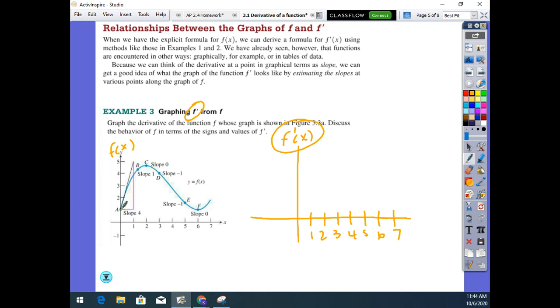at 0, at point A, has slope 4. So that means the coordinate point is going to be (0, 4) for the derivative. Because now x is the same x value, but my y value turns into the derivative, which is the slope. So my new point on the derivative graph is (0, 4). It tells me at point B, which is almost to 2, is slope 1.